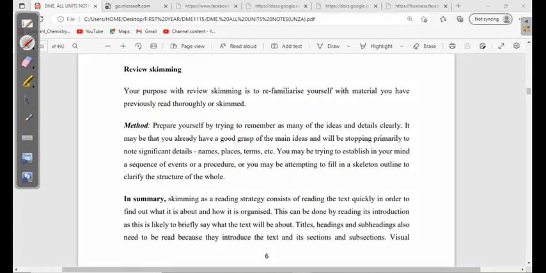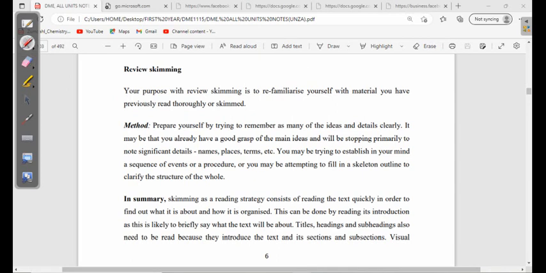So your purpose with review skimming is to refamiliarize yourself with the material you have previously read thoroughly or skimmed. Remember, you first had a preview reading, you had an overview reading. Now you want to refamiliarize yourself. Perhaps you've forgotten some things. Now you read again, so to make sure that you are familiar with the text that you've just read, you get to read again.